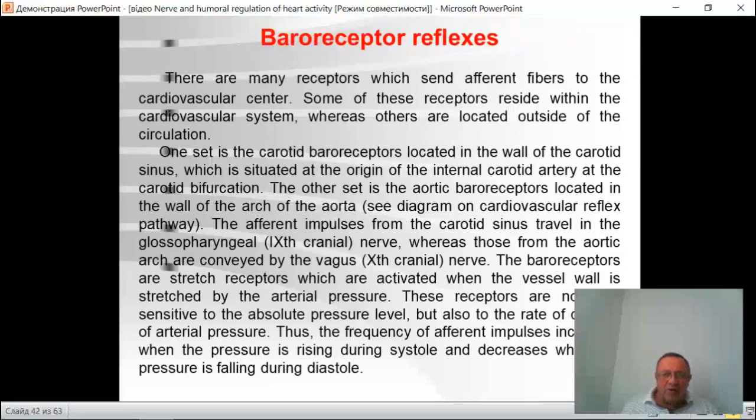First, information about baroreceptor reflexes. There are many receptors which send afferent fibers to the cardiovascular centers. Some of these receptors reside within the cardiovascular system, whereas others are located outside of the circulation. One such receptor is the carotid baroreceptor, located in the wall of the carotid sinus, which stimulates the origin of the internal carotid arteries and the carotid bifurcation.